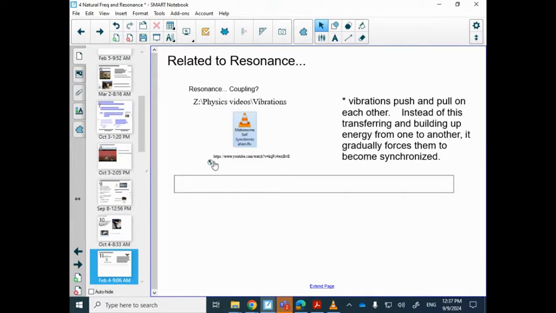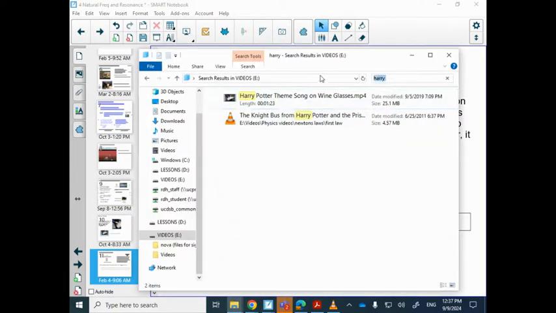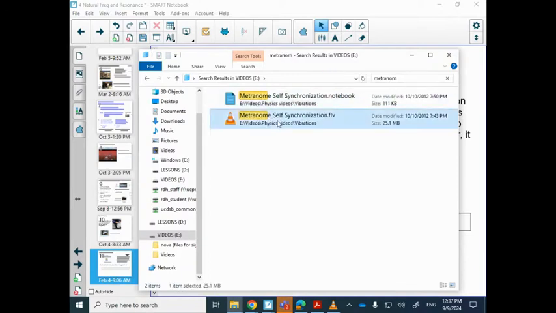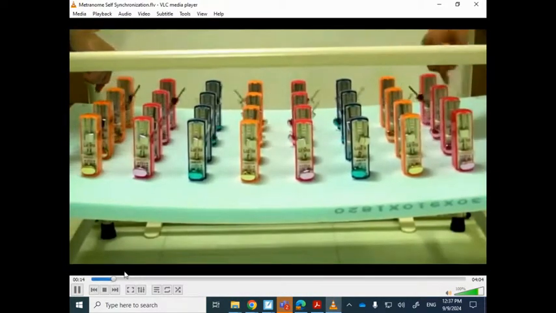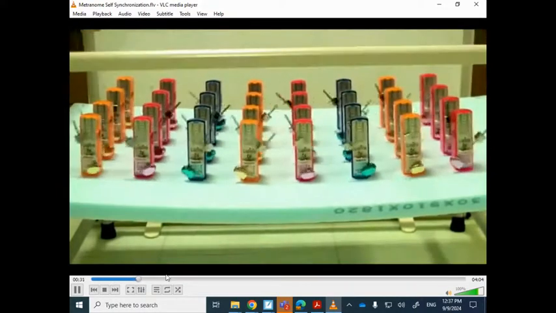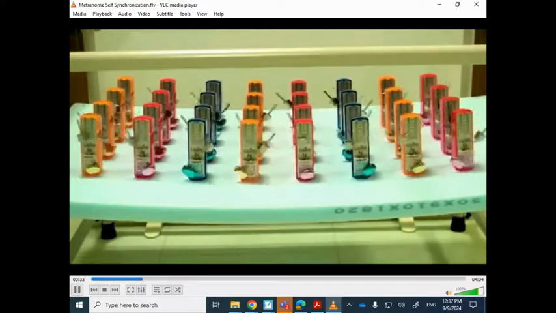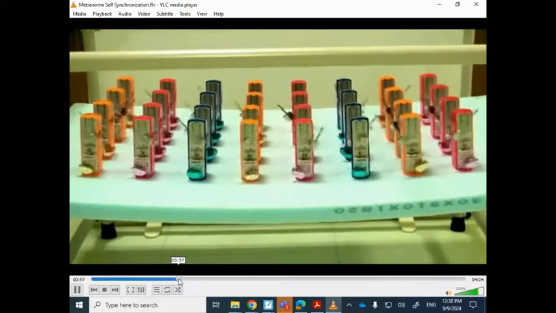And then what do I have here? Oh, the resonance coupling. We saw this already with the short and long pendulums, but I'm going to go back to that metronome thing that we saw before. Metronome self-synchronization. And so if you watch this video long enough, I'll get it going here. But they're all just kind of at random phases. Looking for that right word from the course. And I'll just jump ahead here.